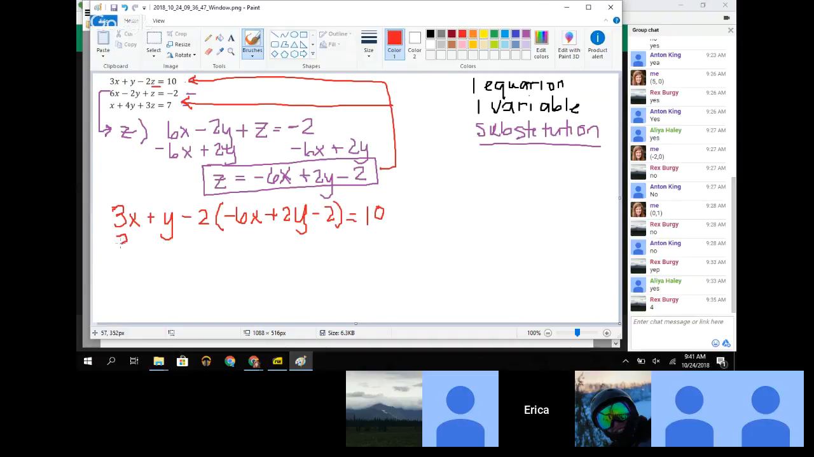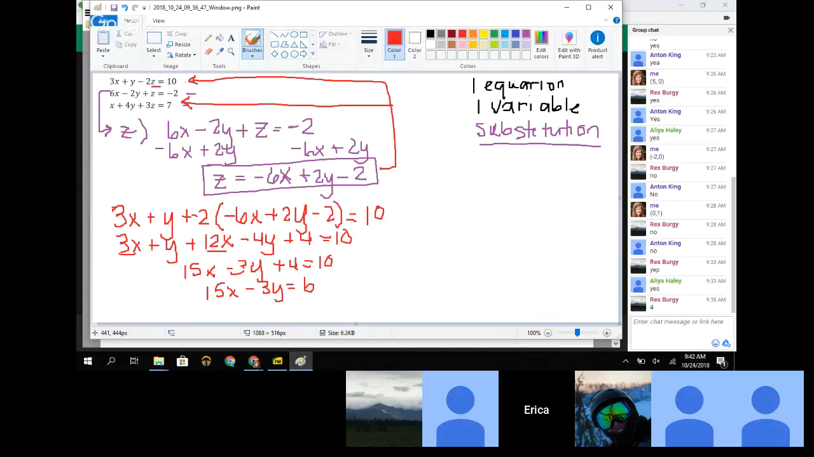So now I'm going to do some simplification. I have 3x plus y. I'm going to distribute my -2, right? So I have plus 12x minus 4y plus 4 equals 10. I have 3x and 12x, so I have 15x minus 3y plus 4 equals 10. Almost there. 15x minus 3y equals 6.